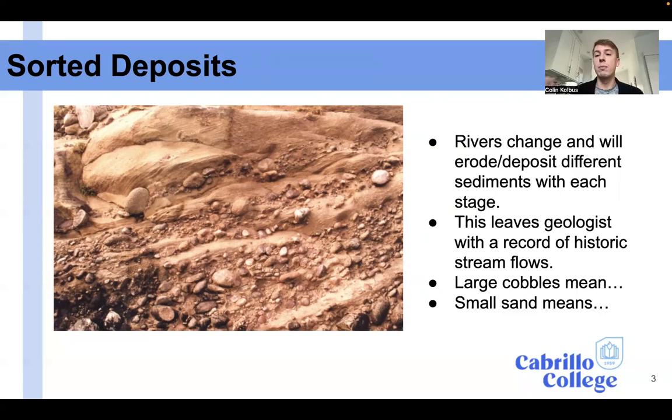And so that could be from a bunch of different reasons. Less water in the region. Maybe it was colder. There's not as much melting glacial ice anymore. And so that allows geologists to analyze historic streams and rivers.